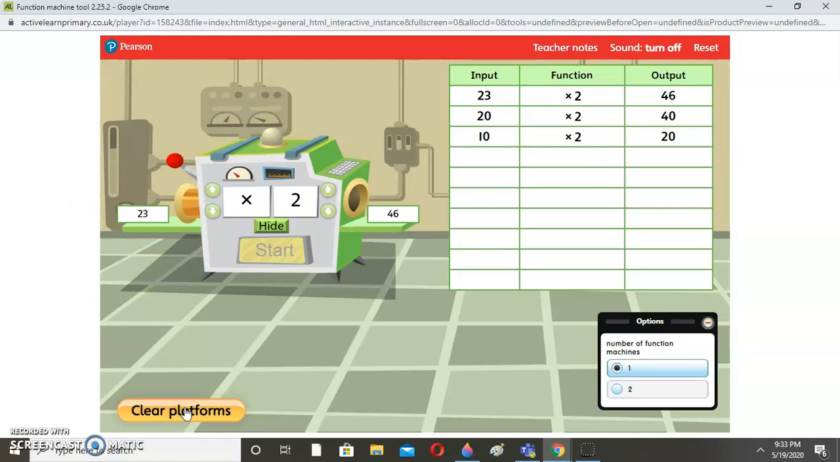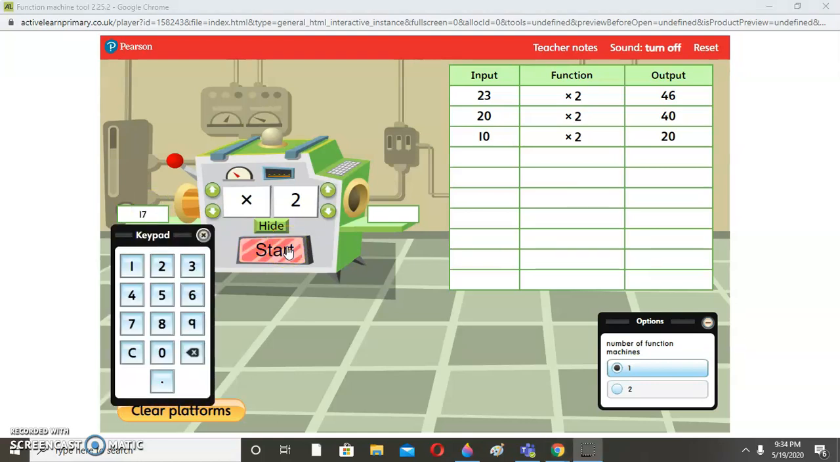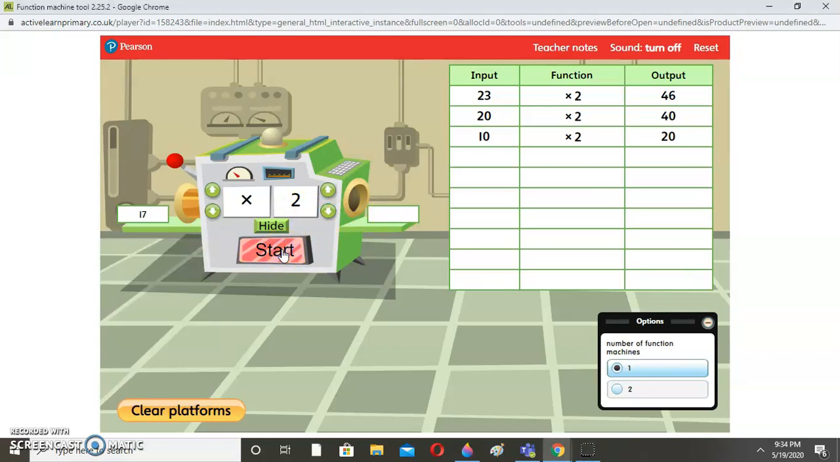So that's how the function machine works. We can put any number that we want. We can put an odd number or we can put an even number, provided that when you're doubling a number, you can double it by multiplying by 2. When you multiply by 2, you get an even number.